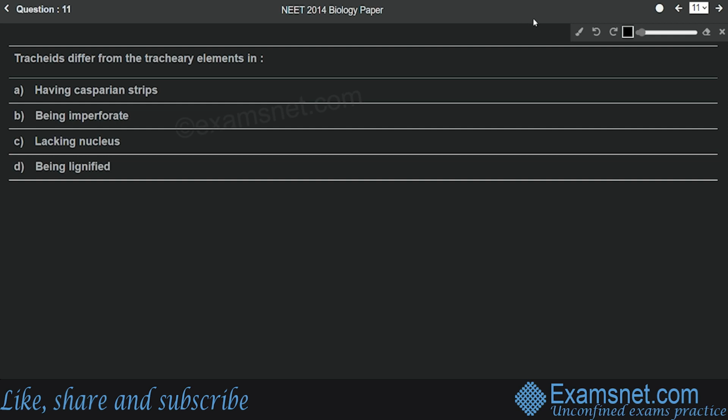Question number 11 is from the chapter Anatomy of Flowering Plants, and the question is tracheids differ from tracheary elements in. Options are having Casparian strips, being imperforate, lacking nucleus and being lignified. So tracheids are a type of tracheary elements only. These tracheary elements are of different types. One is tracheids and the other is vessels. But tracheids differ from the other type of tracheary elements, that is vessels, because tracheids have imperforated walls.